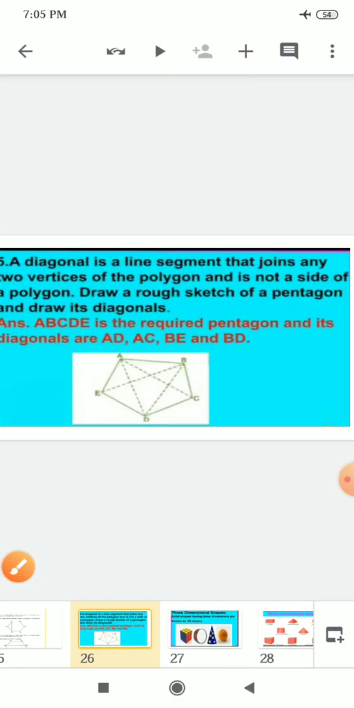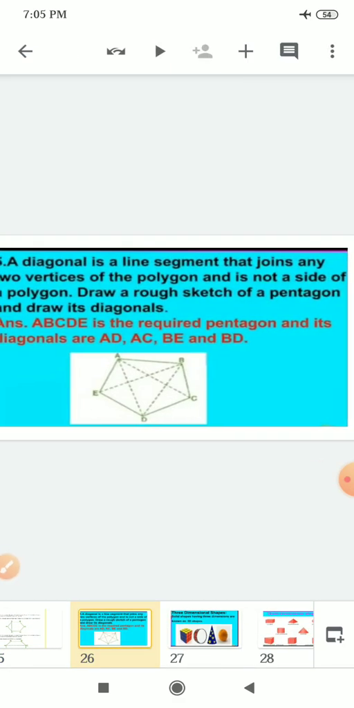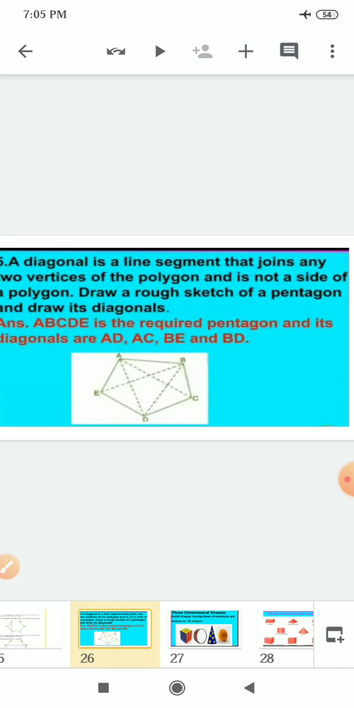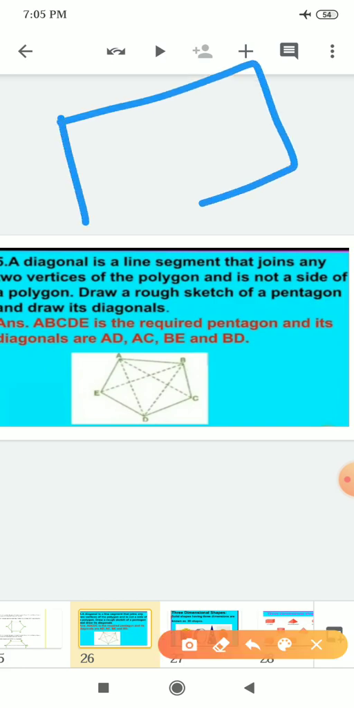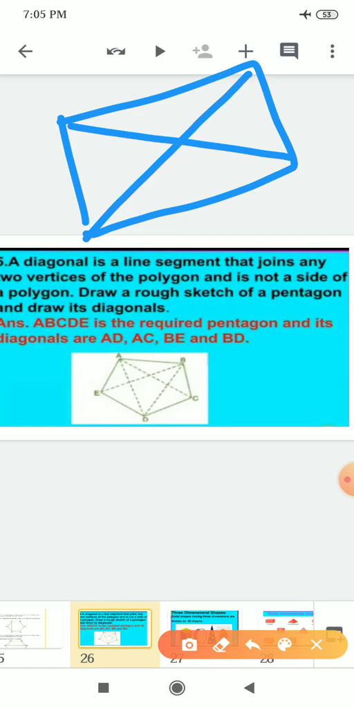Now we have the next question. A diagonal is a line segment that joins any two vertices of a polygon. What is a diagonal, my dear children? See, this is the rectangle. This is the diagonal of a rectangle. It bisects the rectangle in equal parts. So a diagonal is a line segment that joins any two vertices of the polygon and is not a side of the polygon.